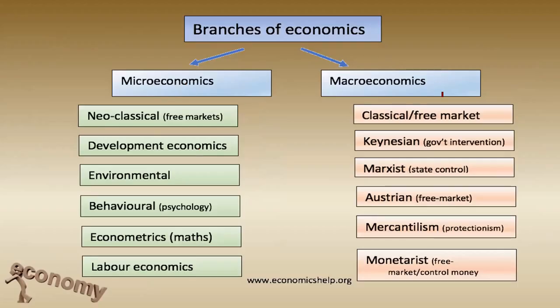One is microeconomics and the second one is macroeconomics. Microeconomics means we are discussing the neoclassical approach, that is free market, whereas macroeconomics is classical, that is free market. In microeconomics we discuss development economics, whereas in macroeconomics, government intervention. Whenever we are discussing microeconomics, the environmental aspects, and whereas in macroeconomics we discuss how the state will control. Psychological effects will be discussed in microeconomics, whereas in macroeconomics, how the free market will be there and how it will control money. So all this will be discussed.